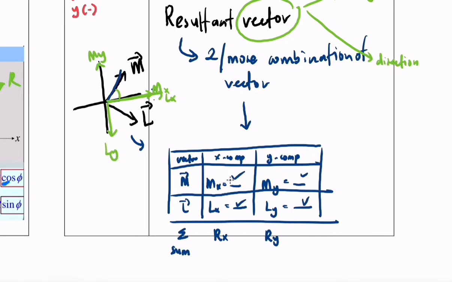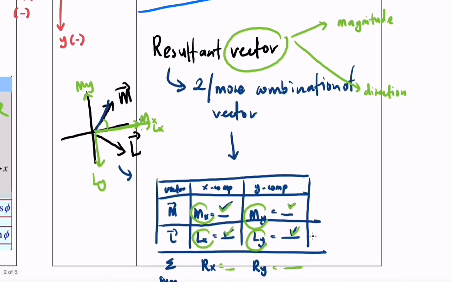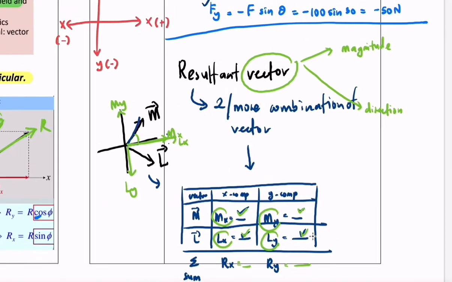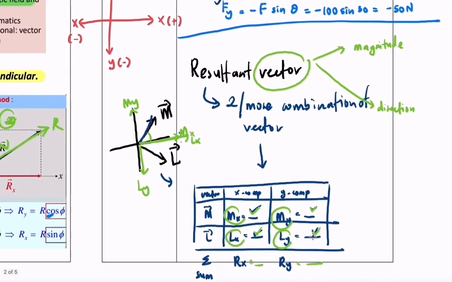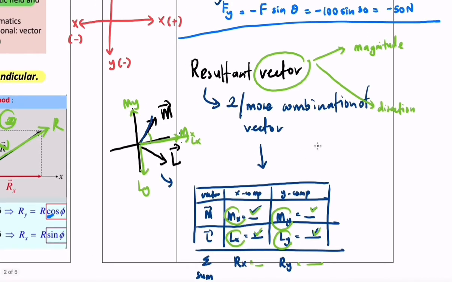So you put your values in here. Okay, and when we add Mx with Lx, we will get the value of Rx here. We add My with Ly, we will get the value of Ry here. Okay, and then we go back to the magnitude and direction. It's okay if you don't see it yet, later we will do questions, trust me you will see it. Okay, we go back to the magnitude.